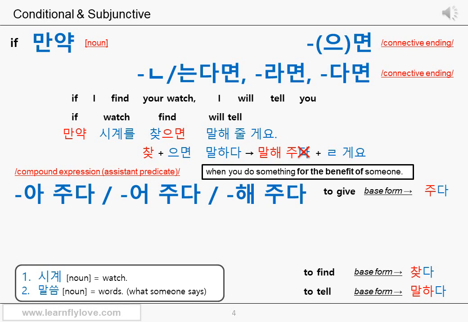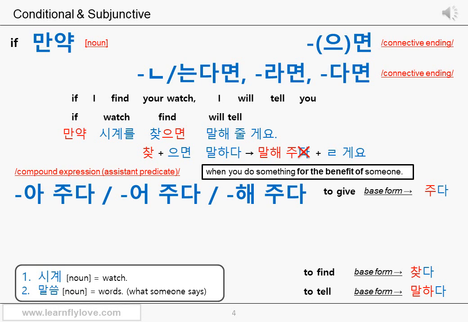만약 시계를 찾으면 말해줄게요. If find your watch, will tell. 만약 시계를 찾으면 말해줄게요. You can omit the noun 만약 and it will also mean if I found your watch, I'll tell you. 시계를 찾으면 말해줄게요. You can use the other ending 는다면 too for the same sentence, no problem. It would just sound a tiny bit more like stronger conditional, which means there is a lower possibility.